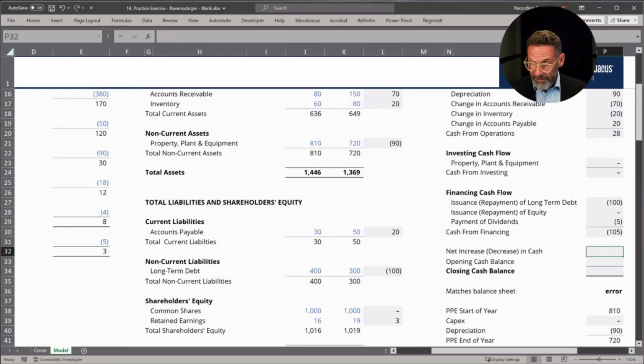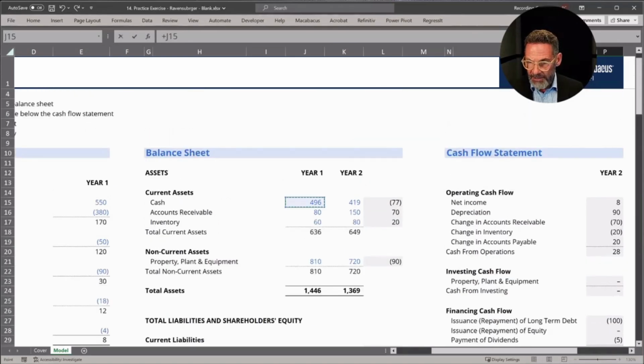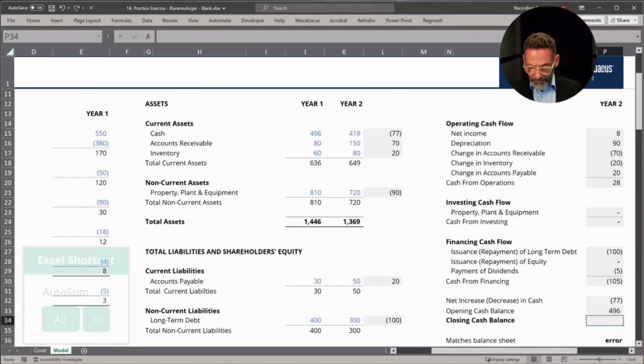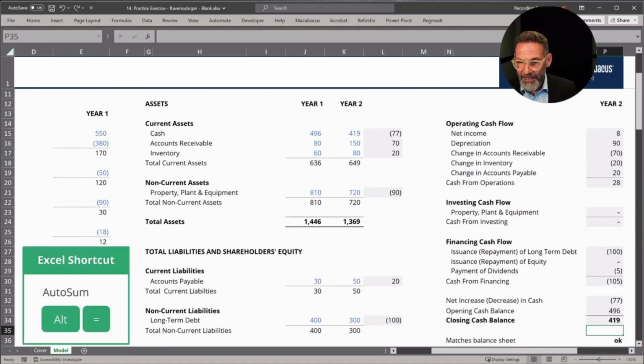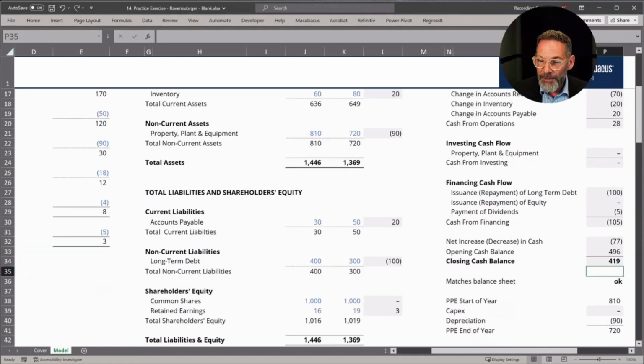We know what our net increase or decrease is by just adding up cash from operations plus cash from investing plus cash from financing. We know our opening balance of cash was 496. And we know, hopefully, that we get our closing balance of 419. I've put a little check here because, again, the neat thing about doing your financial statements this way is that you know you've got your cash flow right when at the very bottom, your closing cash balance matches the cash that you have on the balance sheet.